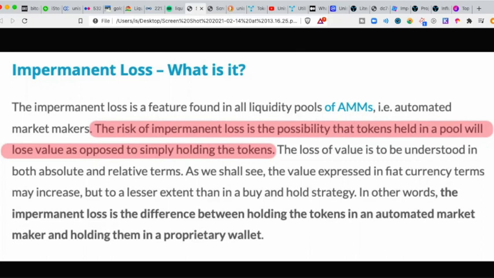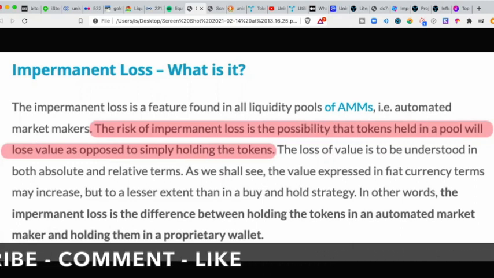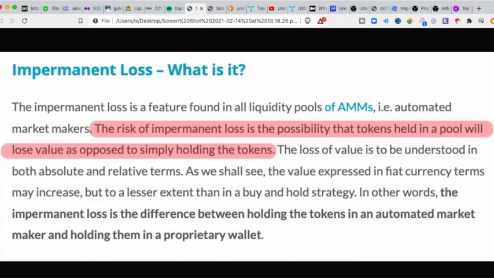The risk of impermanent loss is the possibility that tokens held in a pool will lose value as opposed to simply holding the tokens. Now, this is much, much greater because if I could stake those tokens elsewhere, I'm going to lose value. But it also happens as an independent feature. Now, the loss of value is to be understood in both absolute and relative terms.